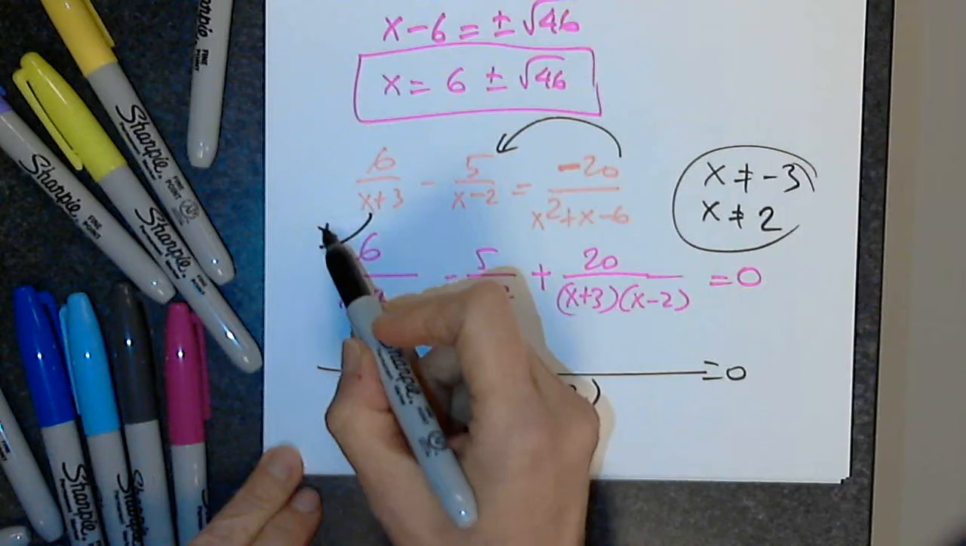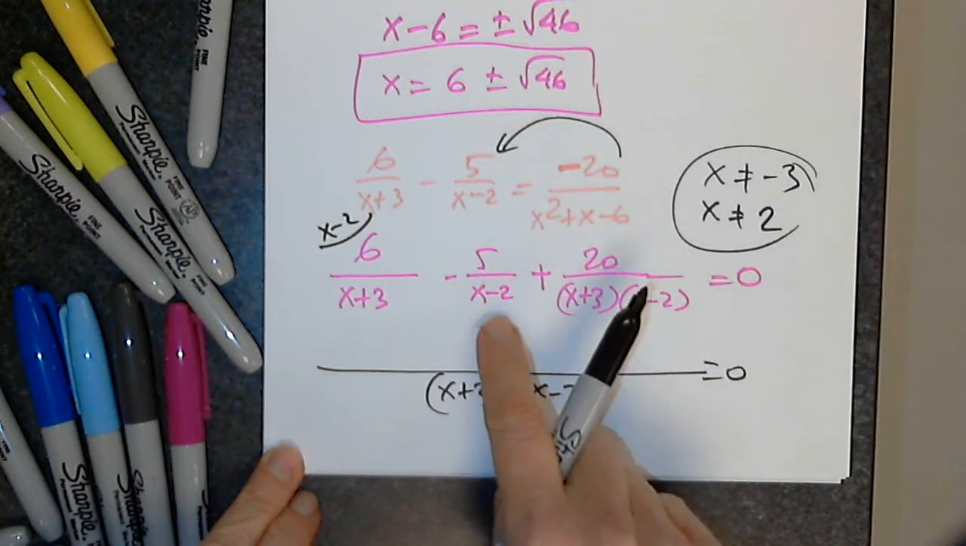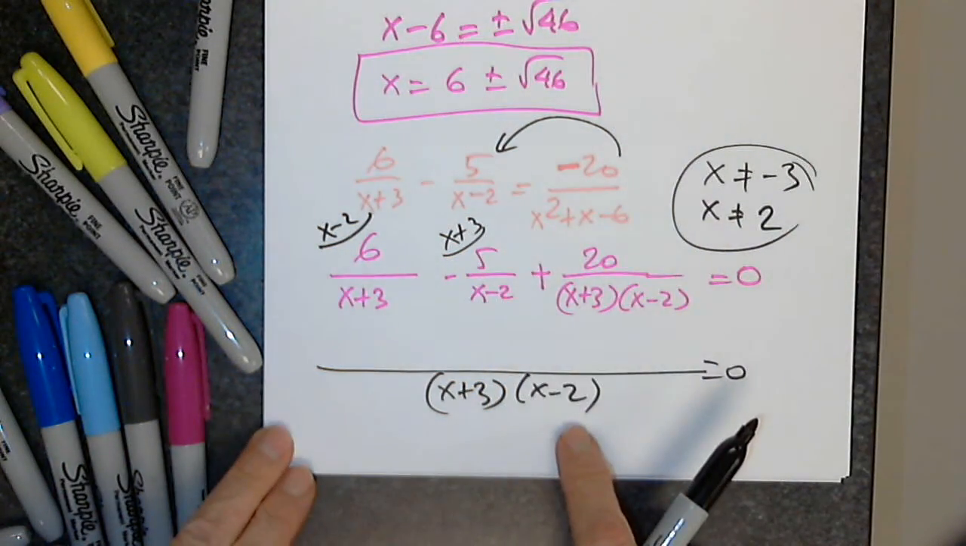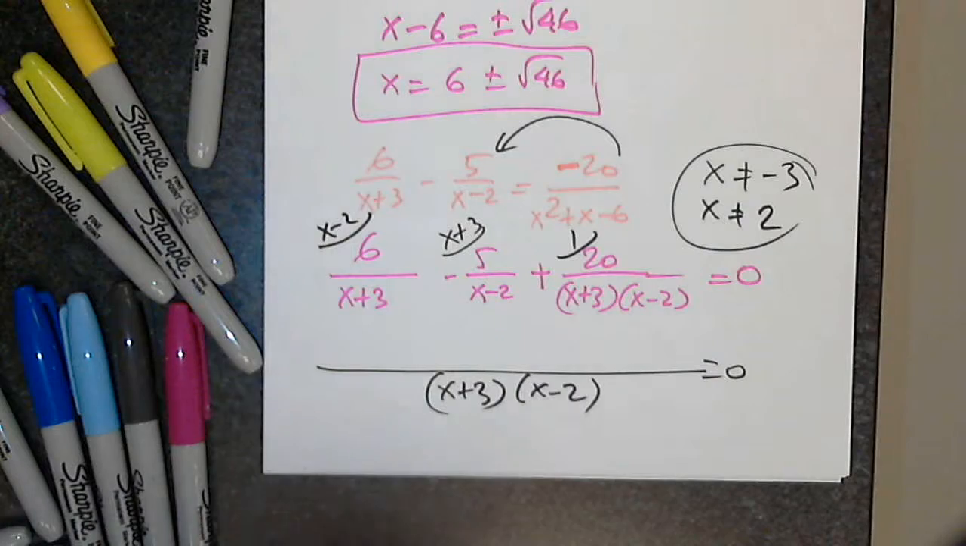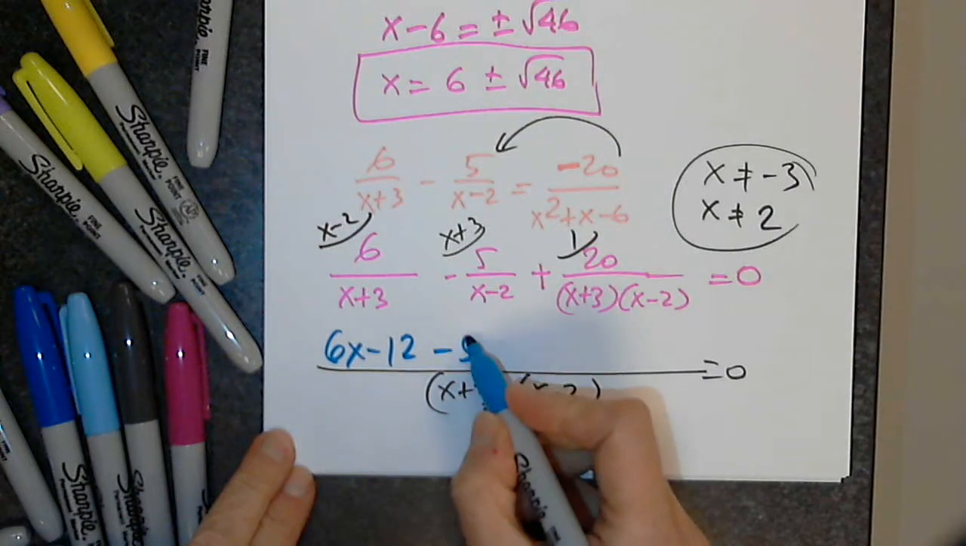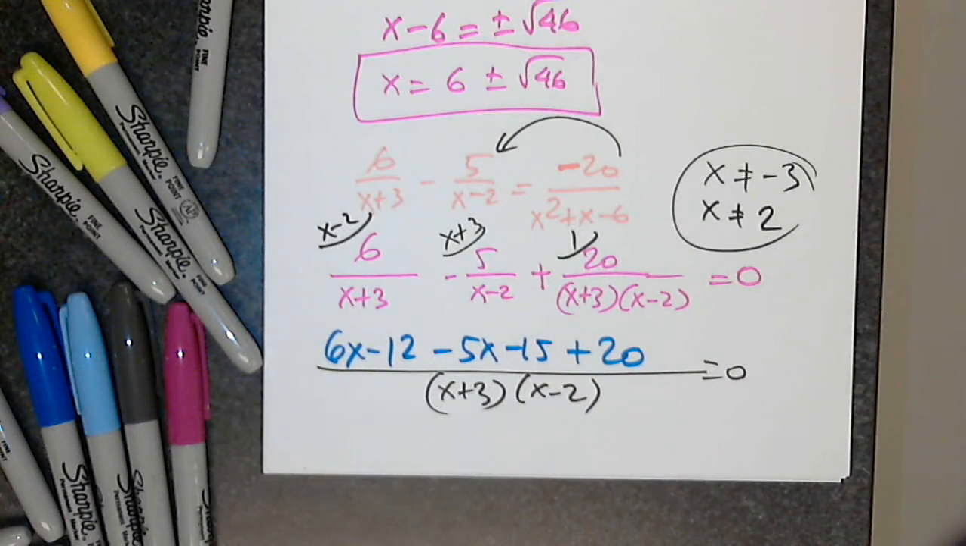The first numerator needs an x minus 2 because it has x plus 3. And the second numerator needs an x plus 3 because it has x minus 2. And the last one doesn't need anything. By anything, I mean 1. So 6x minus 12 minus 5x minus 15 plus 20. We distribute, and then now we combine like terms. Is this step understood? Yes?